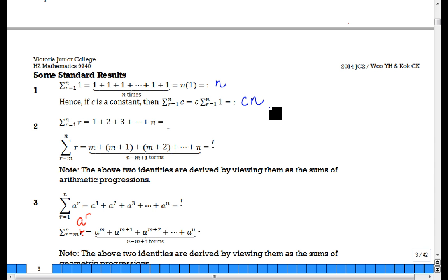Okay, next, result number 2. This is the one I talked about just now. One sum from, sorry, here, my stylus not working. I have a situation. My stylus not working. Wait.